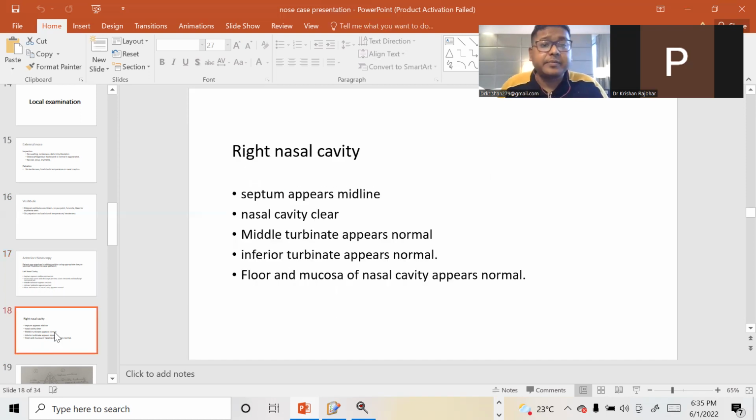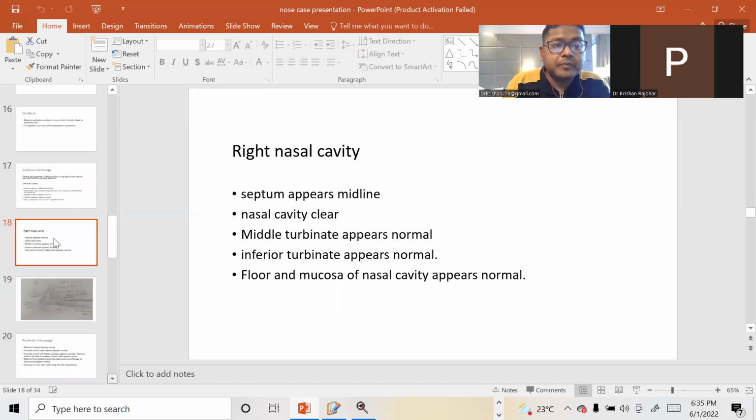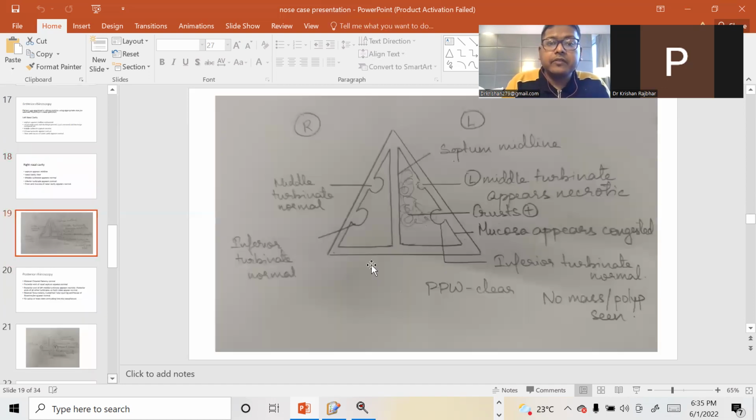Right nasal cavity: septum appears midline. Nasal cavity clear. Middle turbinate appears normal. Inferior turbinate appears normal. Floor and mucosa of the nasal cavity appear normal. So coming to the photograph of the nasal cavity. This is the photograph. This is the middle turbinate. Middle turbinate is normal, inferior turbinate normal on the right side. On the left side, septum in midline.